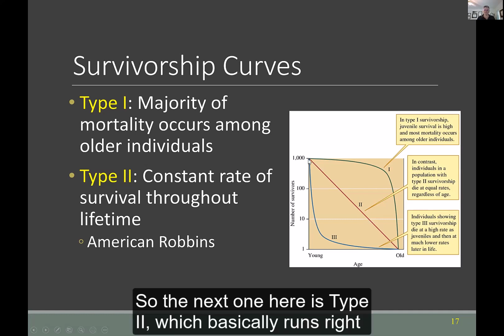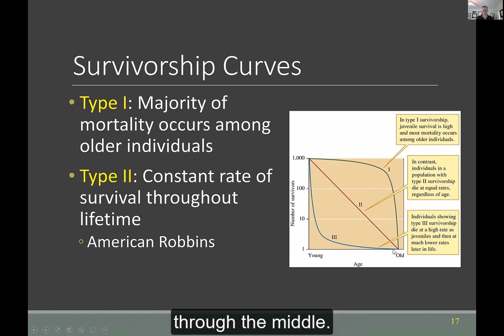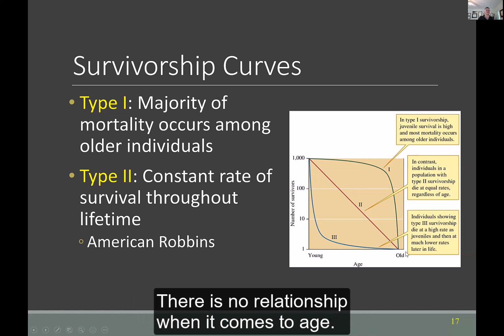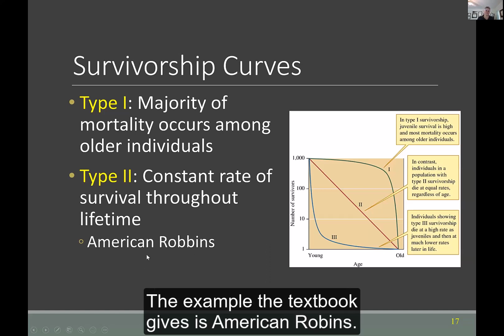So the next one here is type 2, which basically runs right through the middle. And this is where it's pretty constant throughout survival. There is no relationship when it comes to age. The example the textbook gives is American robins.